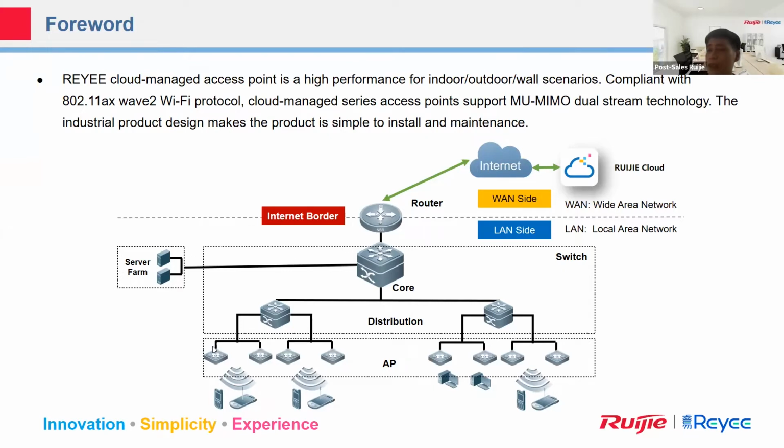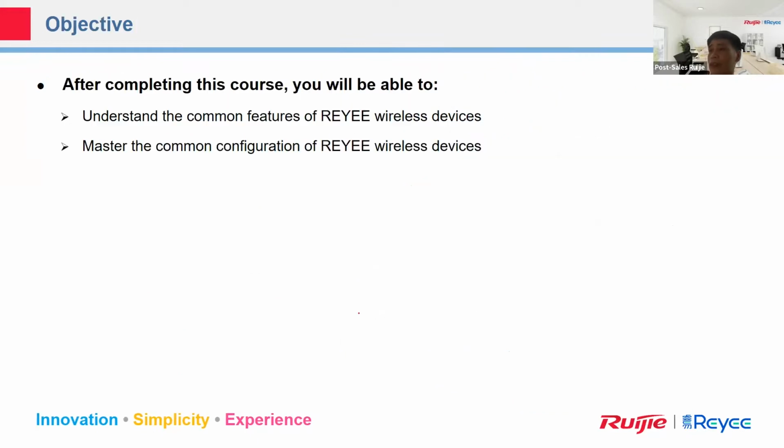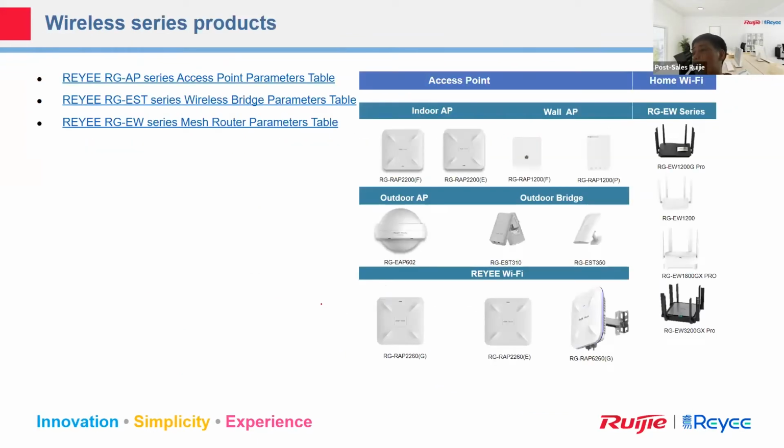So our access points: we have the indoor access point, ceiling access point, and outdoor access point. We even have the wireless bridge. And all of them can be managed under the cloud and under the SON solution. Here is the access point segment, the access point to let the client connect. Let me make some introduction about our access point.